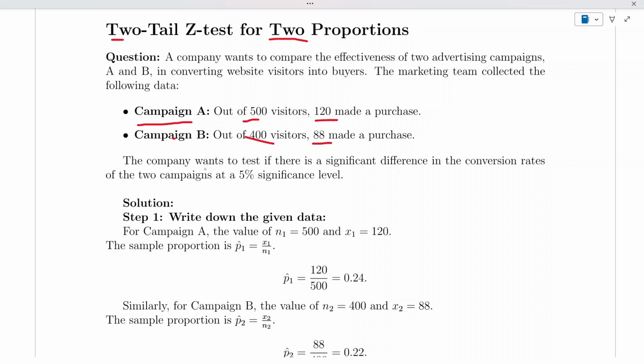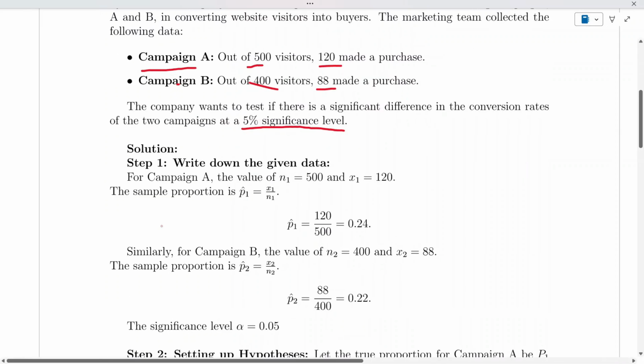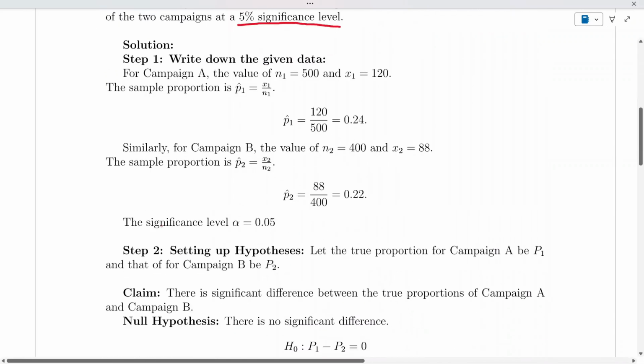The company wants to test if there is a significant difference in the conversion rates of the two campaigns at a 5% significance level. Here, the company wants to decide which campaign is more profitable. They want to choose one of the two campaigns. So we will statistically determine which campaign the company should choose. We'll solve this step by step.